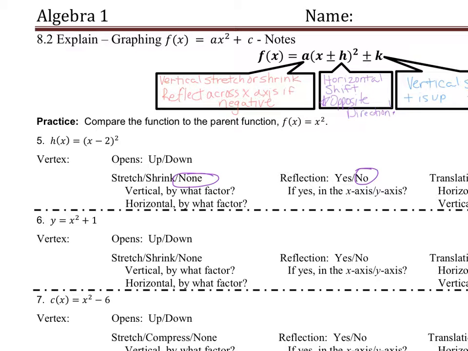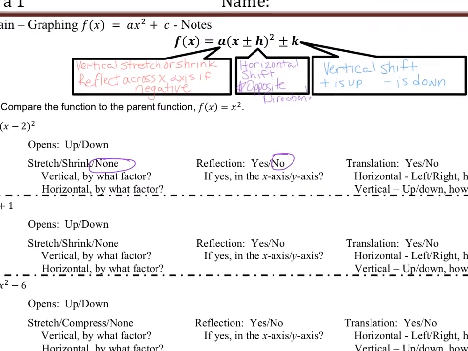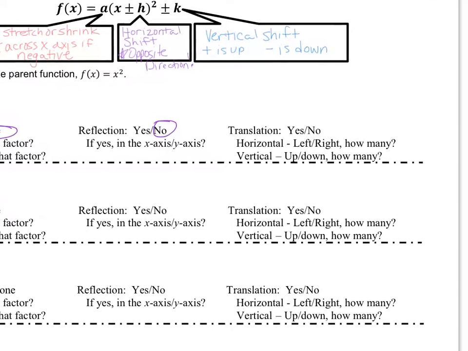Now we look and we do have an h value. We know we're going to have a horizontal shift and it's going to go in the opposite direction. So it's going to go to the right 2. So let's see, horizontal shift. We've got to the right 2 units.